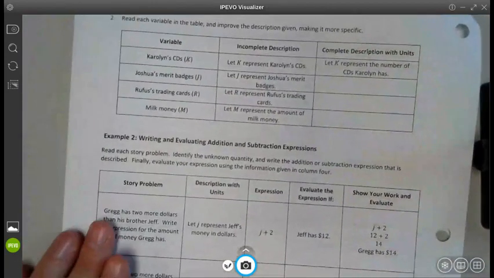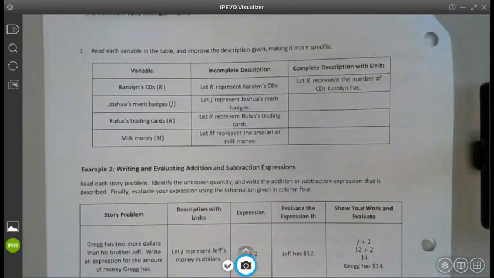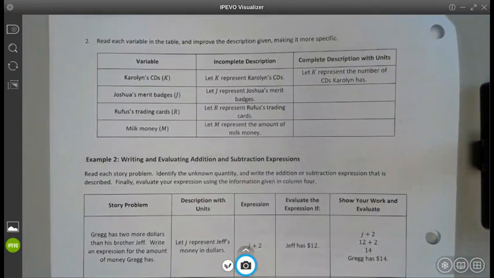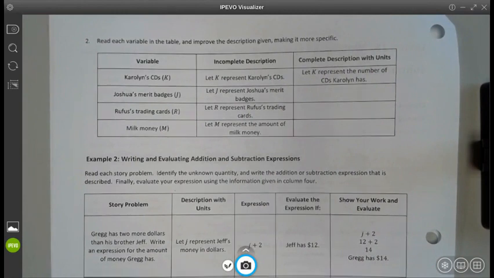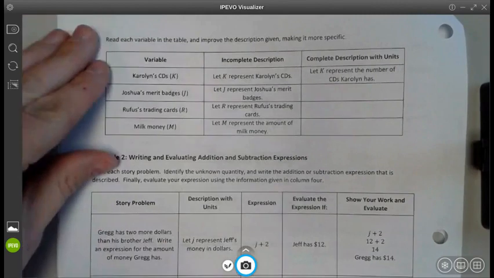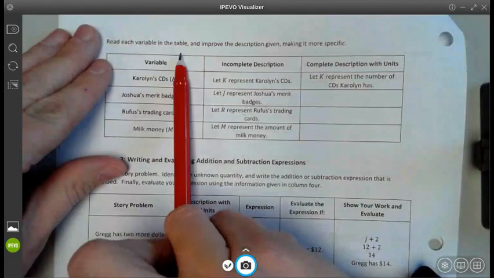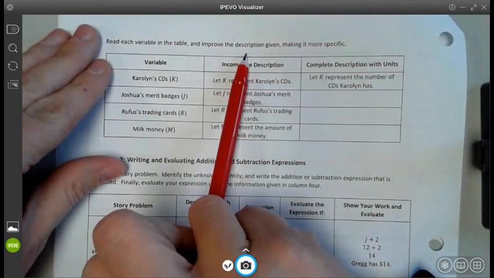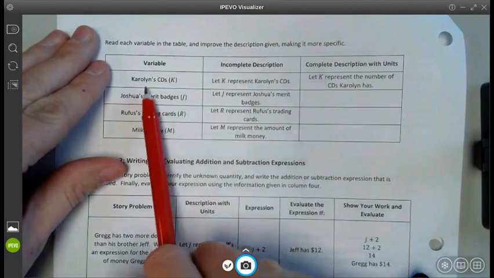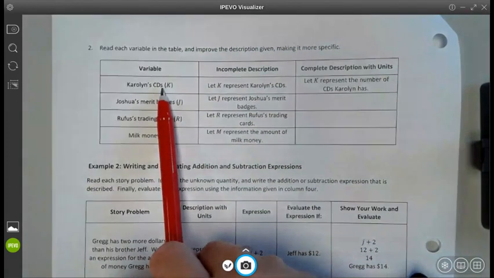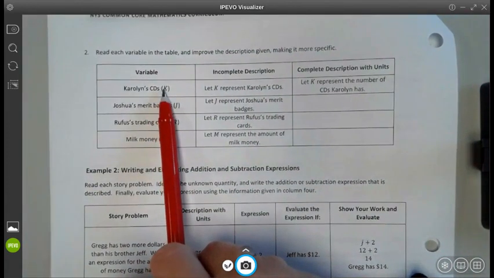So remember, when we are naming variables and expressions, it's important to be very, very clear with what they represent. And when a variable represents a quantity of items, that too has to be specified. So we were doing specific units of measure in exercise 1, but now it's going to be quantity of items. So let's look at this situation. We're going to read the table and improve the description just like we did before, making it more specific.